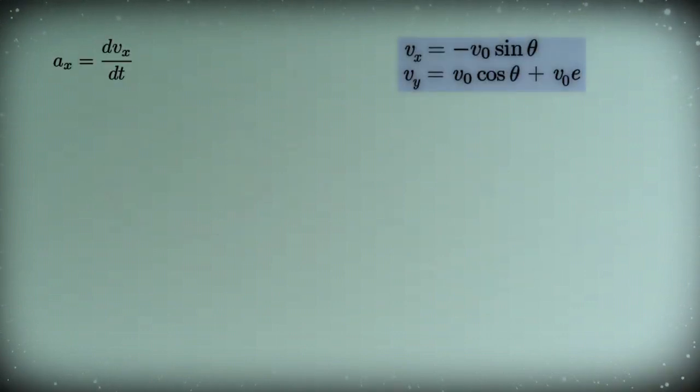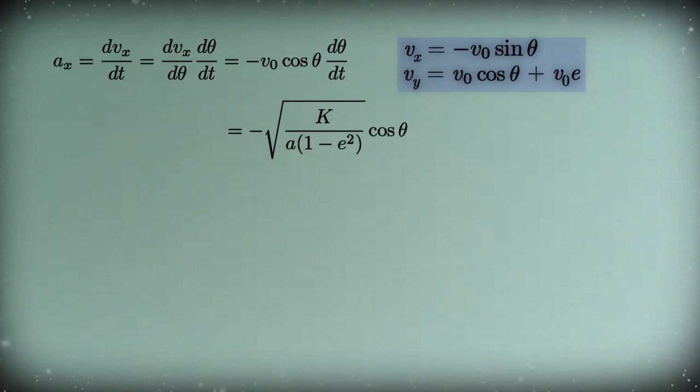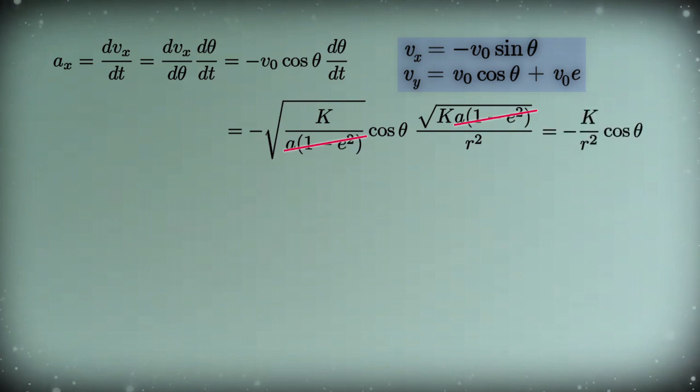The x component of acceleration, a_x, is dv_x/dt, which as before we can use the chain rule to write as dv_x/dθ times dθ/dt. The theta derivative is simply minus v₀ times cos θ. And remember, v₀ was our shorthand for the square root of k divided by a times (1 minus e squared). And dθ/dt is the square root of k times a times (1 minus e squared) divided by r squared. So there's a nice cancellation, leading to minus k over r squared times the cosine of theta.